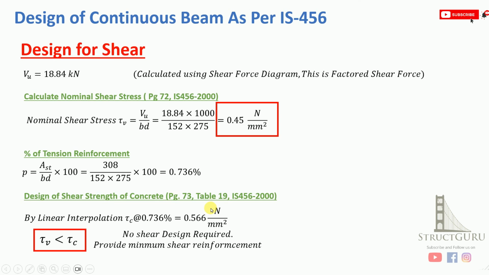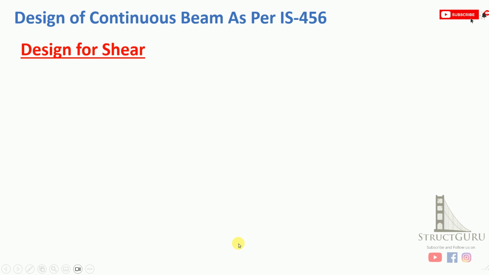As you can see, the nominal shear strength is less than the design shear strength of concrete. When this is the case, that means no shear design is required. So we need to provide the minimum shear reinforcement. So minimum shear reinforcement is to be calculated using this formula. ASV divided by BSV greater than or equal to 0.4 divided by 0.8785.